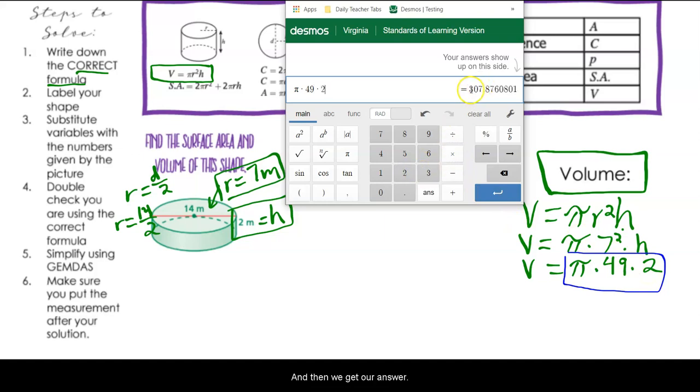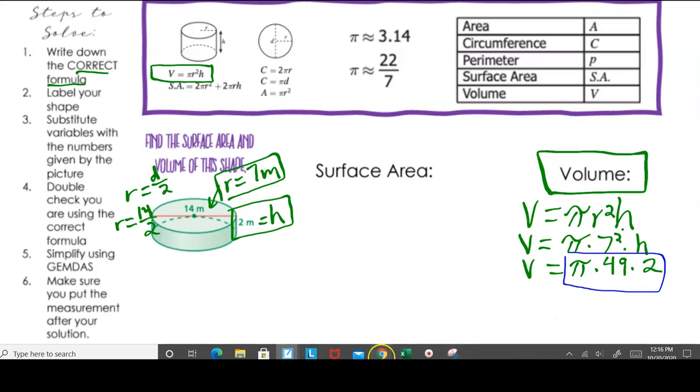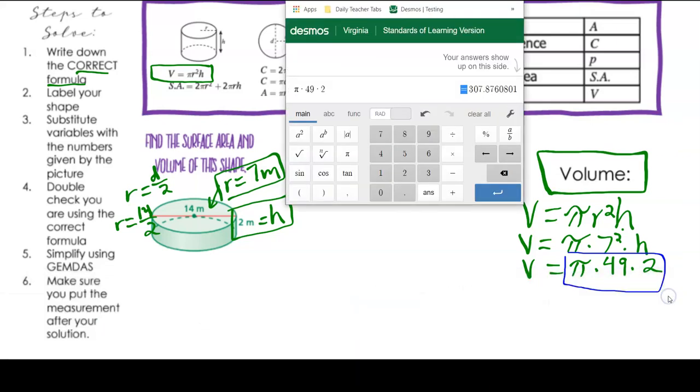And then we get our answer. We're going to round this to the nearest tenth. So we're going to say that our answer is 307.9 cubic meters.